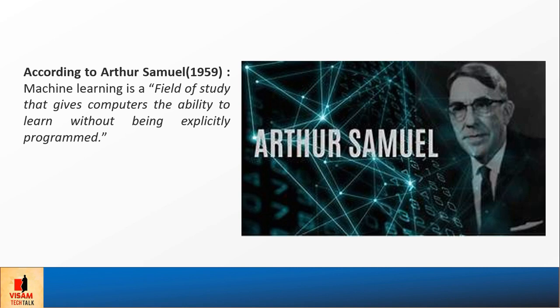Machine learning is a growing technology which enables computers to learn automatically from past data. Machine learning was introduced by Arthur Samuel in 1959. What he said is, machine learning is a field of study that gives computers the ability to learn without being explicitly programmed. What does it mean? It means a machine has to learn on its own to analyze the data without programming explicitly. That's the intention.